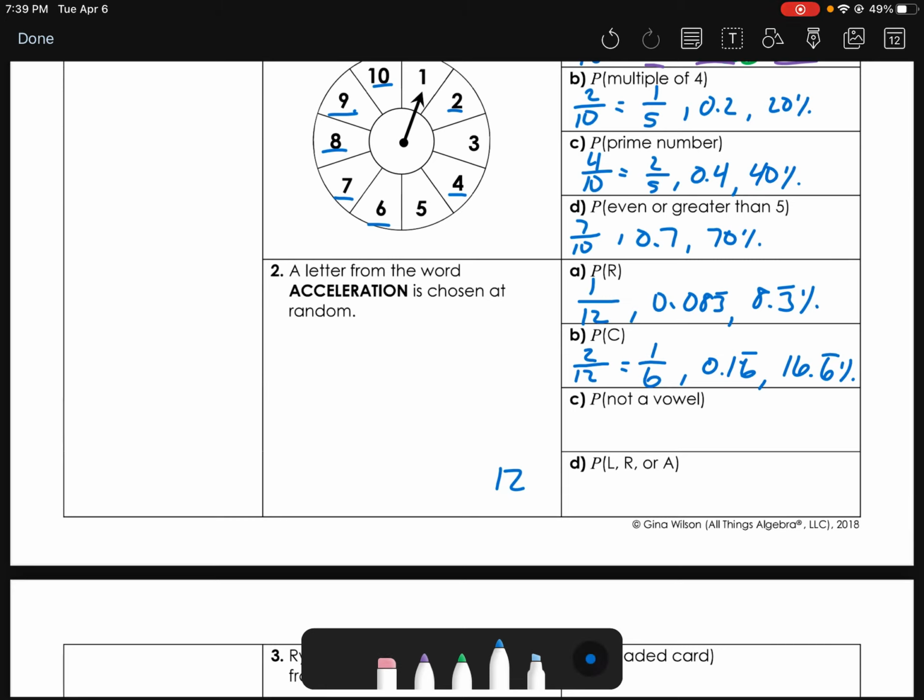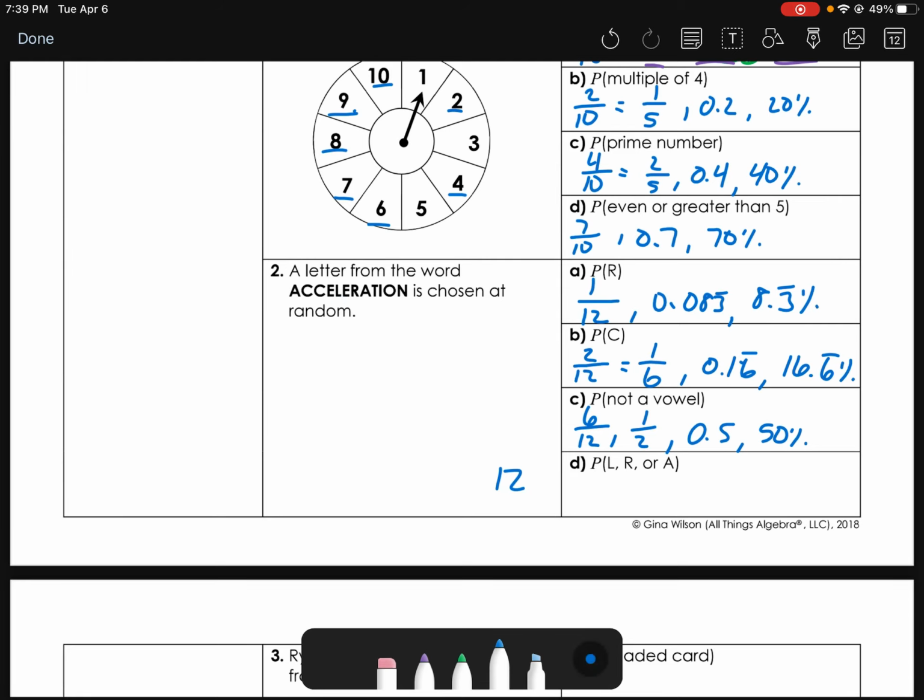Not a vowel. So remember, a vowel is A, E, I, O, or U. So going through and counting, C is not a vowel. L, R, T, and N. So I have 1, 2, 3, 4, 5, 6 out of my possible 12. I could take a 6 out from the top and bottom and get 1 over 2, which we already know is 0.5 and 50%.